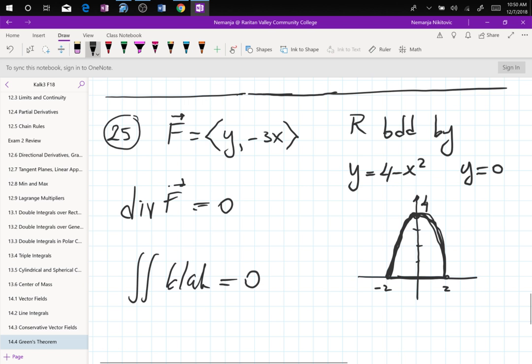Is it going to be 0 if you do the circulation form? No, right? So you have to know what you're looking for. You have to know your applications. You have to know your physics, right? These are just mathematical tools. They're completely pointless and useless if you don't put them in the context of what you need, right?